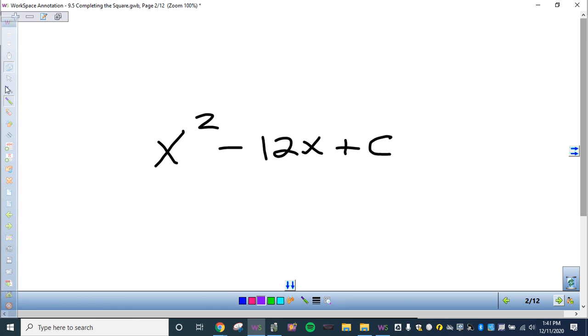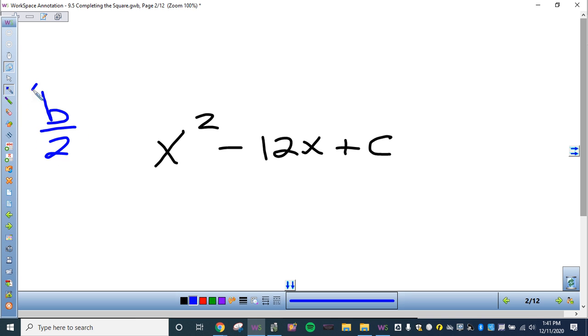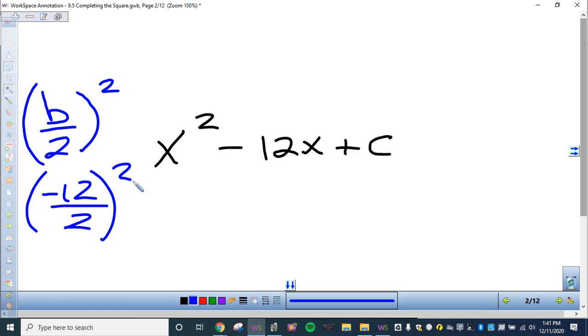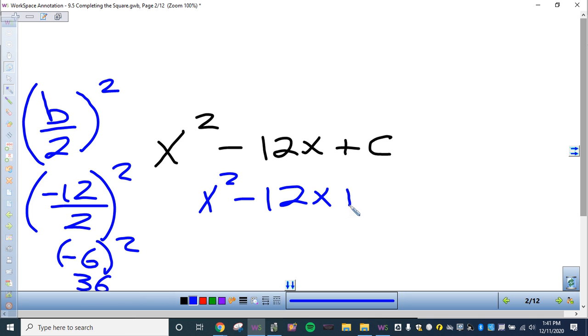So we're going to do the b over 2 squared thing. Make sure you use parentheses, otherwise you will get the incorrect answers. So I have negative 12 over 2 squared, which is negative 6 squared, which is 36. So when I write my quadratic here, I get x squared minus 12x plus 36. And that c term will always be positive, because even if we have a negative, we're going to square it and get a positive. So just know that.